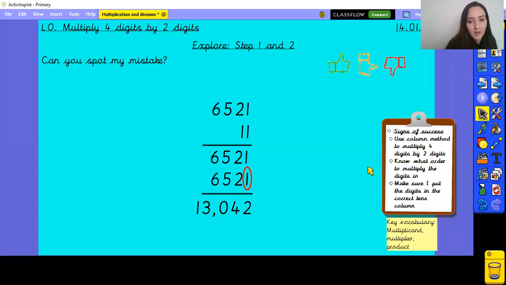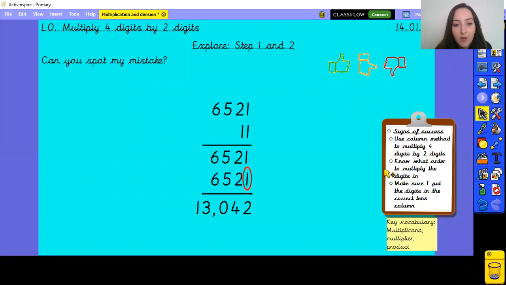Okay, so the mistake in my workings out is that this one here in the ones column should be a 0, because anything you multiply in the tens column should start in the tens column and go from the left. So this one here should be a 0 and each digit should be one place to the left. So well done if you spotted my mistake.